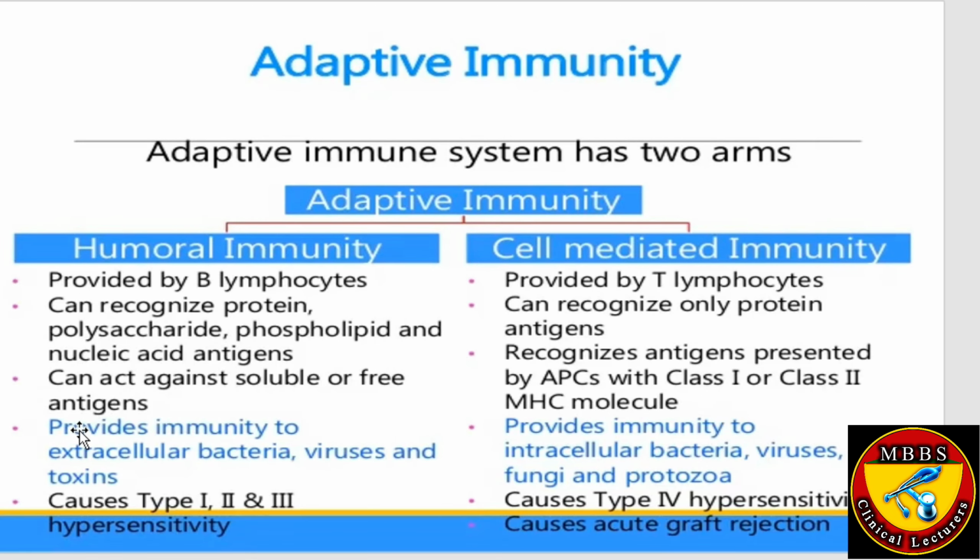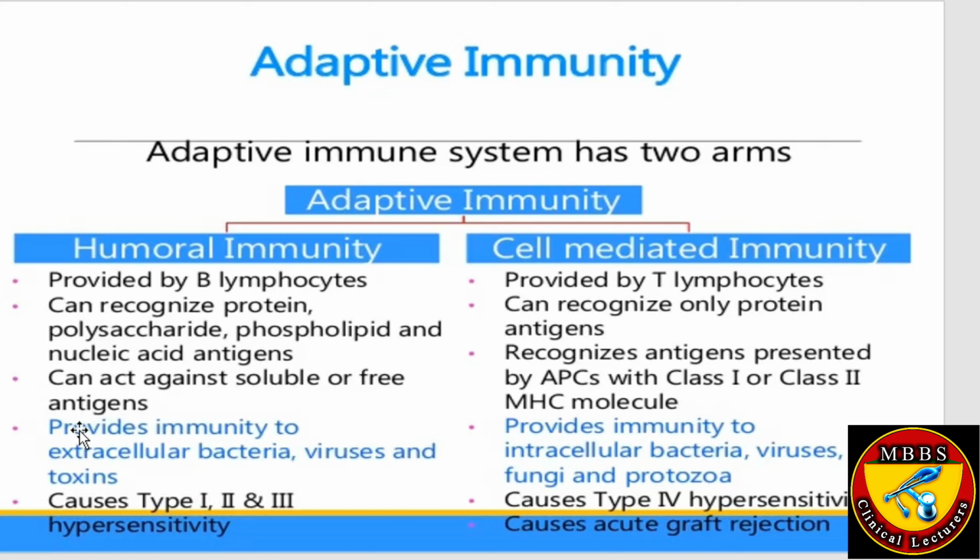the antibodies. So humoral immunity is provided by B lymphocytes, and this immunity can recognize proteins, polysaccharides, phospholipids, and nucleic acid antigens. It provides immunity against extracellular bacteria, viruses, and toxins, and it causes type 1, type 2, and type 3 hypersensitivity. This is compared to cell-mediated immunity, which is provided by T lymphocytes and can recognize only protein antigens presented by antigen presenting cells with class 1 or class 2 MHC molecules, as discussed already in the previous section.